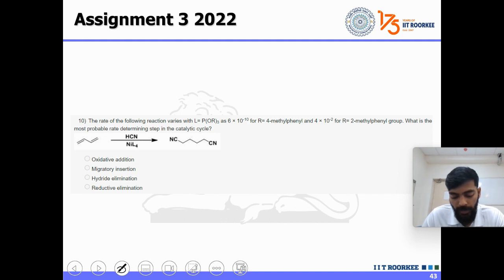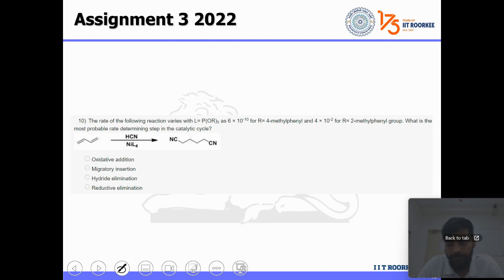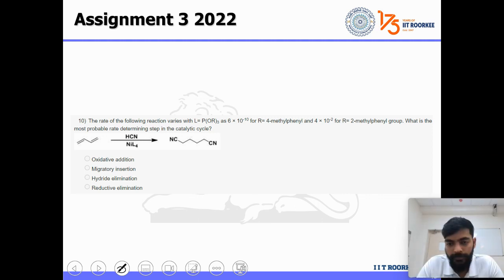Do we have an answer for this? Sorry. Do we have an answer for this? The answer is with the ligand, the R group. Okay. Shall I tell?